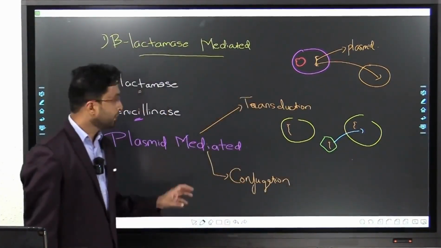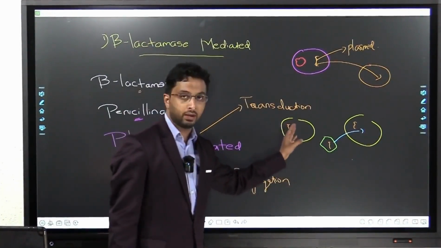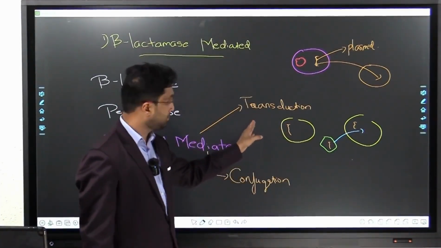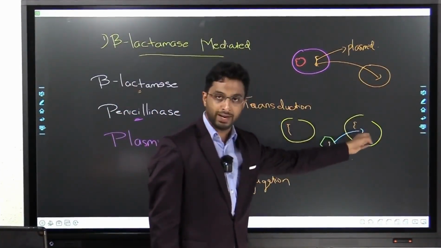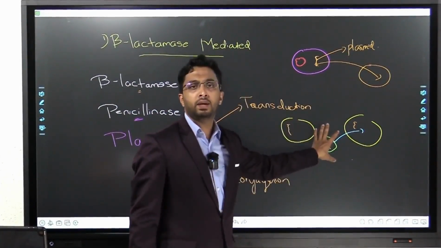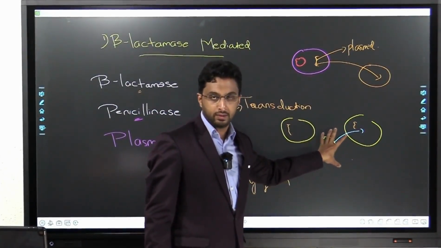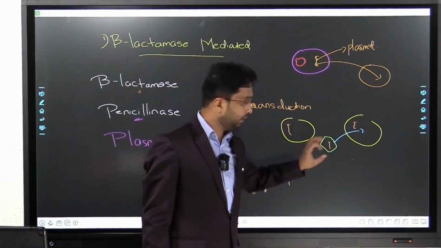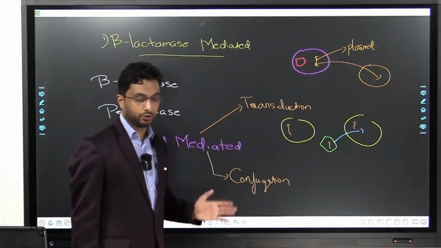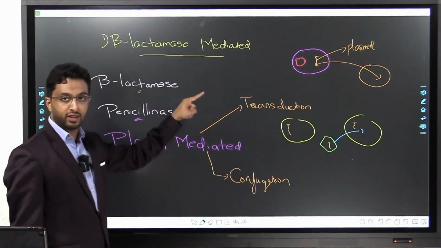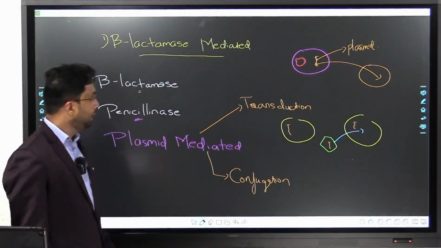So this method of transfer of genetic material, including plasmid, from one bacteria to the other bacteria through a medium of a vector or a bacteriophage, which is a virus, is known as transduction. So this is one way of transferring the capability of producing the beta-lactamase.